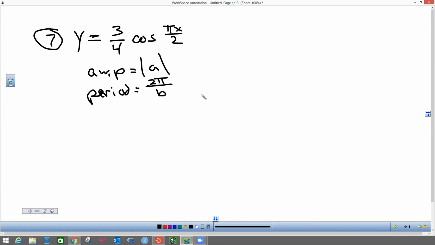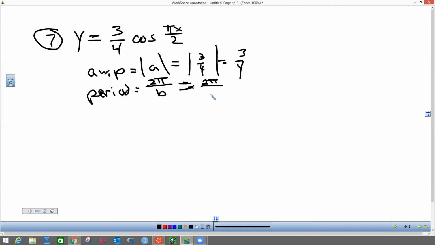Okay? So, can anybody tell me what is the amplitude? Absolute value of what? Where does the A go? The A is always in front of the what? Trig function. So what is it? 3/4. What's the absolute value of 3/4? 3/4. The period is 2 pi divided by B. Where is B always located? In front of the x. Can anyone tell me what's in front of the x?